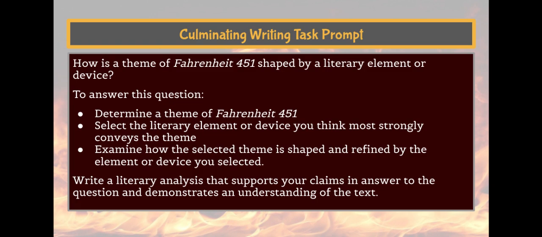Let's look at our culminating writing task prompt quickly. How is the theme of Fahrenheit 451 shaped by a literary element or device? To answer the question, you must first determine a theme of Fahrenheit 451. You must select the literary element or device you think most strongly conveys the theme. You will examine how the selected theme is shaped and refined by the element or device you selected. Then you will write a literary analysis that supports your claims in answer to the question and demonstrates an understanding of the text.